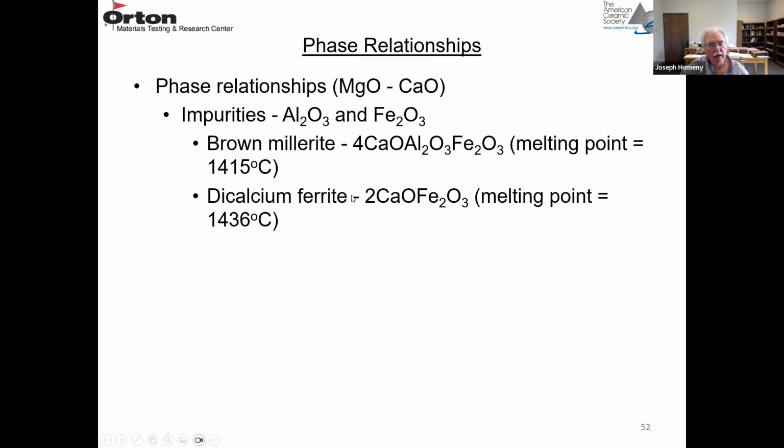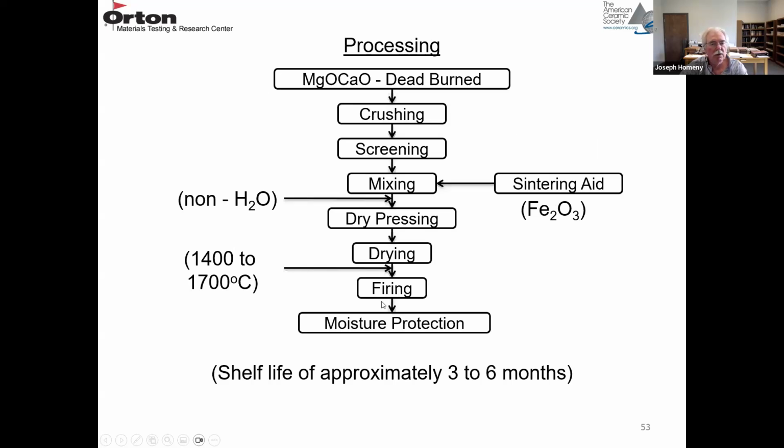And you can also form a dicalcium ferrite with the Fe2O3 impurity. So it's 2CaO·Fe2O3. That melts at 1436 degrees C. So some of these impurities can actually hurt the use temperature.